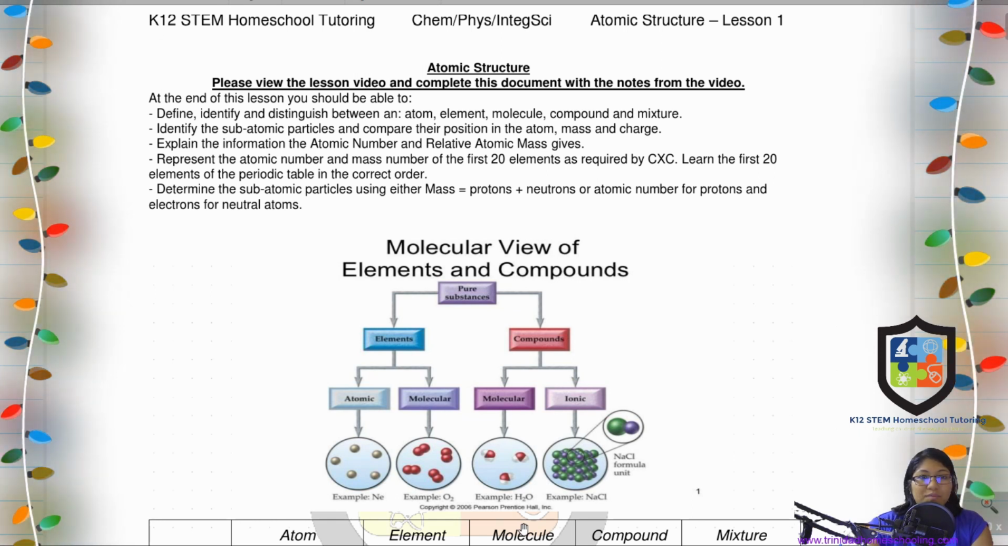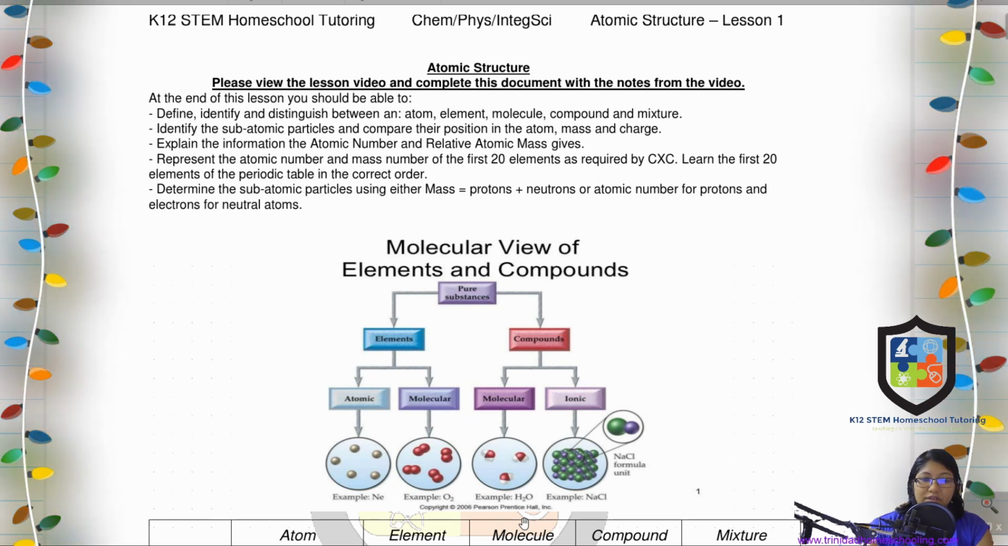Today we're going to talk about the atomic structure, and this lesson overlaps in 3 subjects. So whether you're doing physics, chemistry, or integrated science, you will be looking at this lesson as the first lesson in atomic structure. Now the lesson is quite short. It's just a basic introduction to one of the founding lessons for understanding atomic structure. So it's very important that you understand what is happening in this lesson.